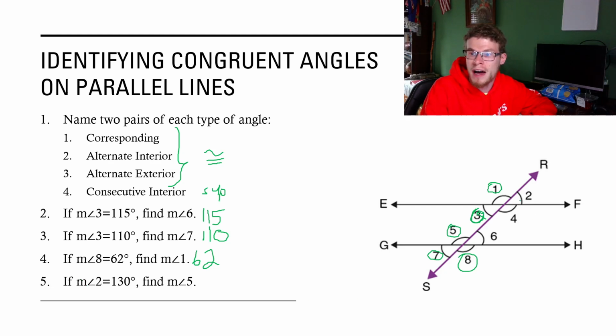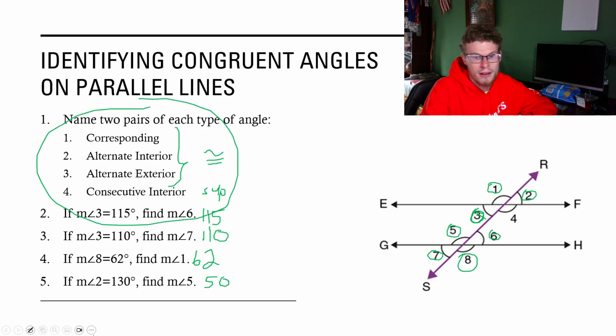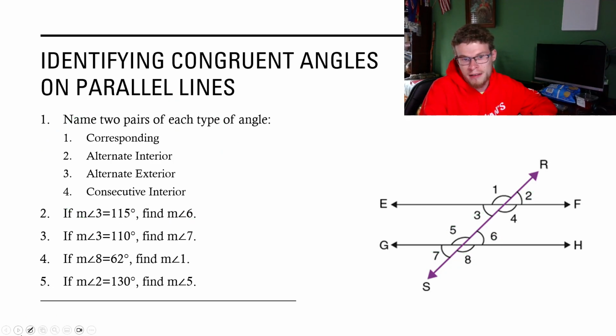The measure of angle 2 equals 130. Find the measure of angle 5. Now, these ones are not congruent. They are supplementary. Why is that the case? Well, angle 2 right here is a corresponding angle to angle 6, which is supplementary to angle 5. Since we can determine that, this is going to be 180 minus 130, which is 50 degrees. So knowing these relationships is pretty important and will be key to things that we do later on.